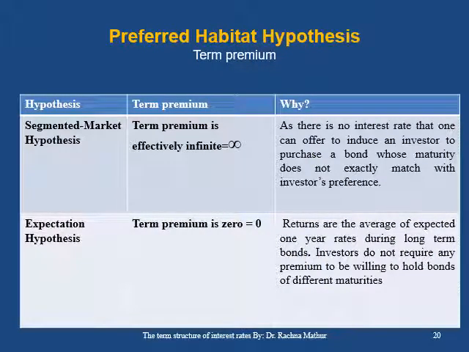If you see the segmented market hypothesis, the term premium is infinite as there is no interest rate that one can offer to induce an investor to purchase a bond whose maturity does not exactly match the investor's preference. But for expectations hypothesis, the term premium is 0. Why? Because the returns are the average of the expected 1 year rates during the life of the long-term bonds. Investors do not require any premium to be willing to hold bonds of different maturities.